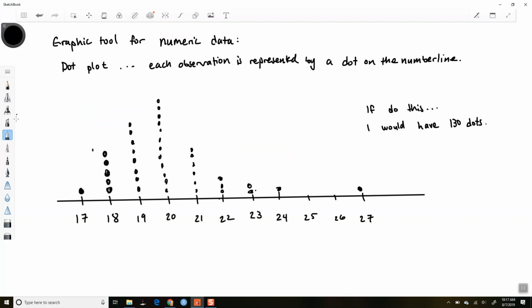Okay, and then the other thing, which is very closely related, is called the histogram. Okay, so let me just make up some numbers. All right, so we got 1, 2, 3, 4, 5. Just making stuff up here.